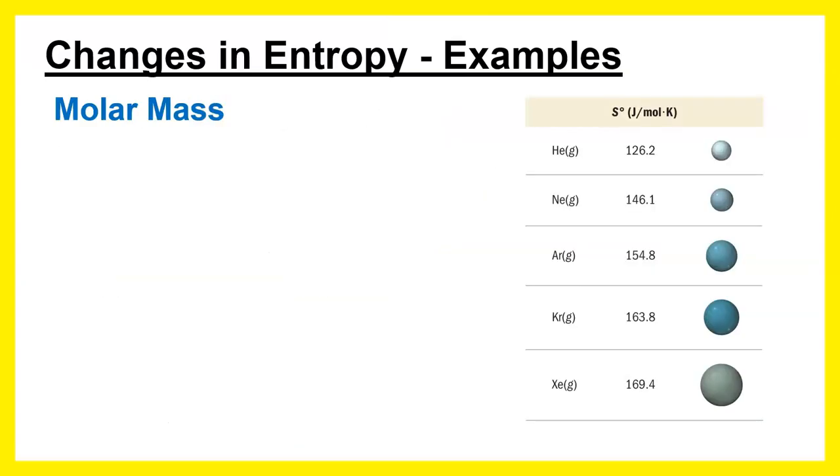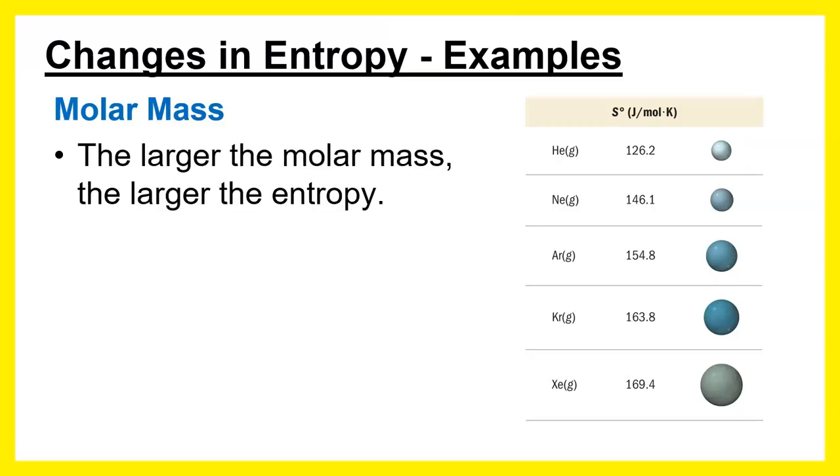Molar mass can play a part, but we want to make sure that we are not ignoring the complexity factor. When we're comparing molar masses in terms of entropy considerations, we should be looking at things that are similar to each other. We want to compare apples and apples.